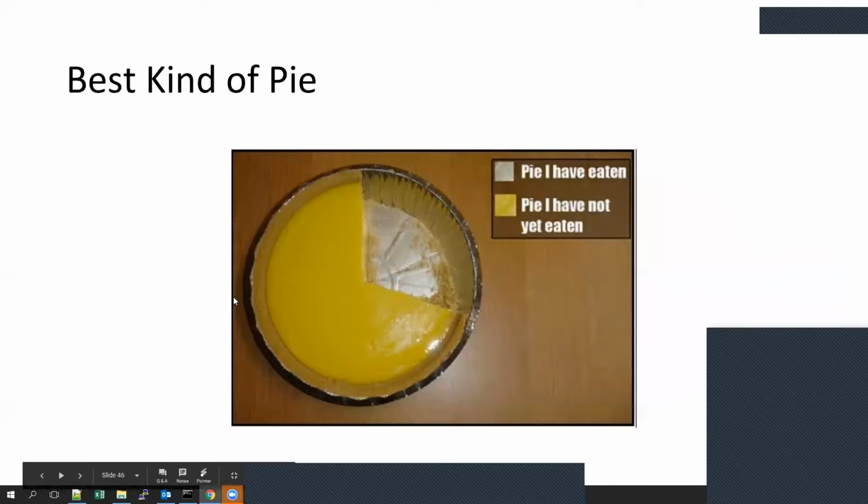The best kind of pie in terms of a pie chart is, humorously, when you're only comparing two different types of variables, or two different distributions. So pie I have eaten, pie I have not eaten, is the best approach to utilizing pie charts.